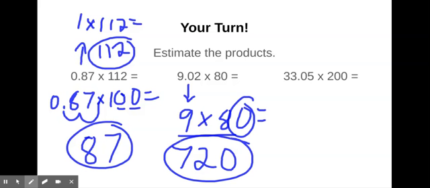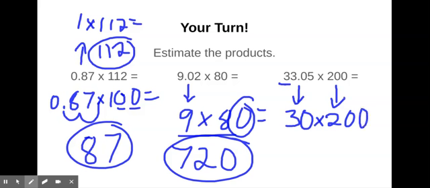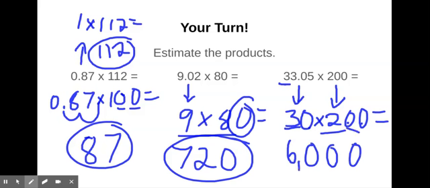For my last problem, I can do something similar. I have 33 and 5/100, which I can round to the greatest place, my tens, and say that this rounds to about 30. My next factor is 200, so it's already a really easy number to work with. I end up with 30 times 200. 3 times 2 gives us 6, plus 1, 2, 3 zeros. About 6,000. You're going to be trying some problems like this in your math for today.